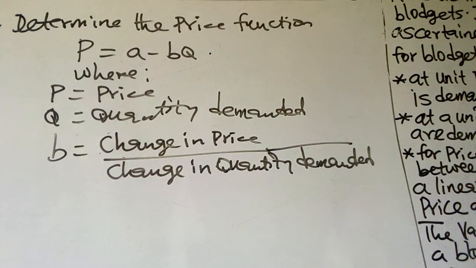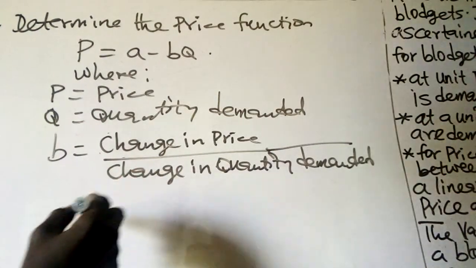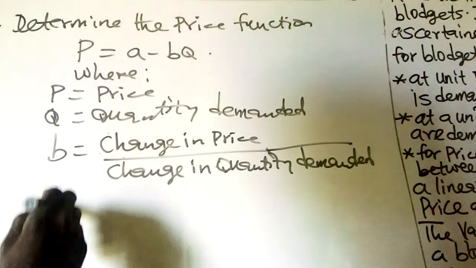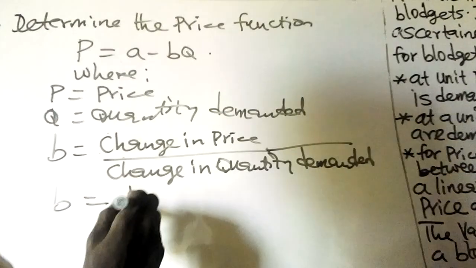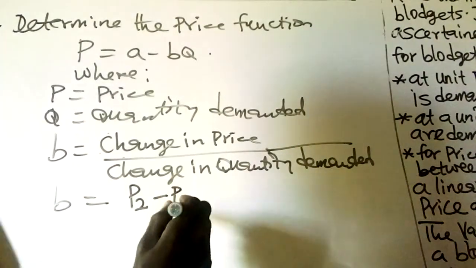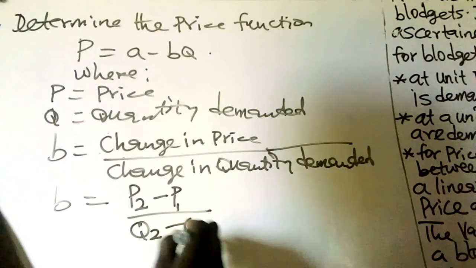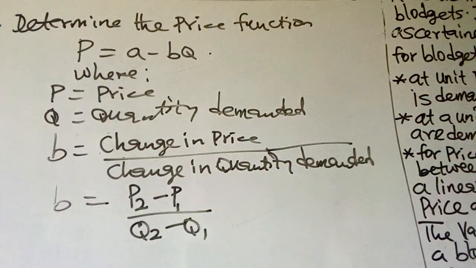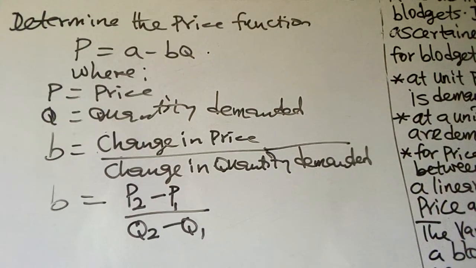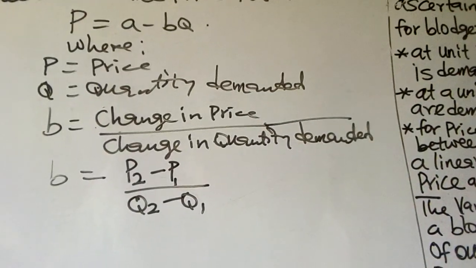So, as I was saying, B is change in price over change in quantity demanded. Your change in price will be price 2 minus price 1, and change in quantity demanded will be quantity 2 minus quantity 1. That's how to get the value of B. That is step one, to determine the price function.